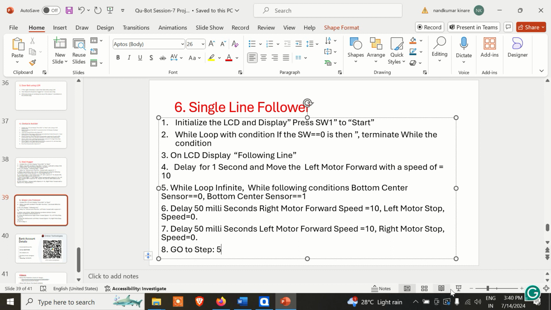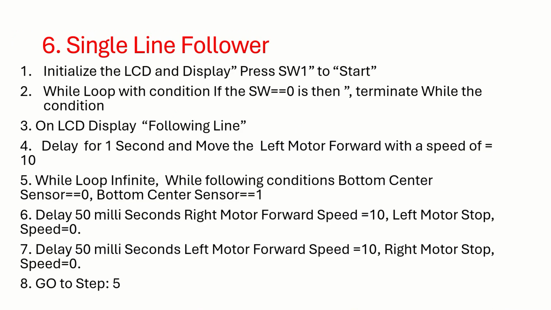In this example, we would like to use the bottom 3 infrared sensors, which are below the robot and are mainly meant for line follower. We will use only one sensor. You are supposed to draw a black line on a white surface, on white tiles, so that this robot will follow the black line.